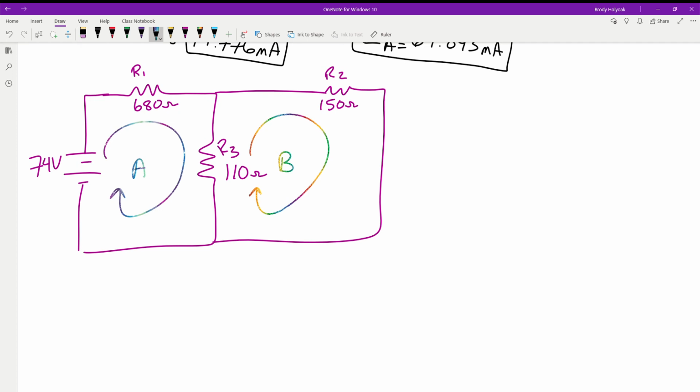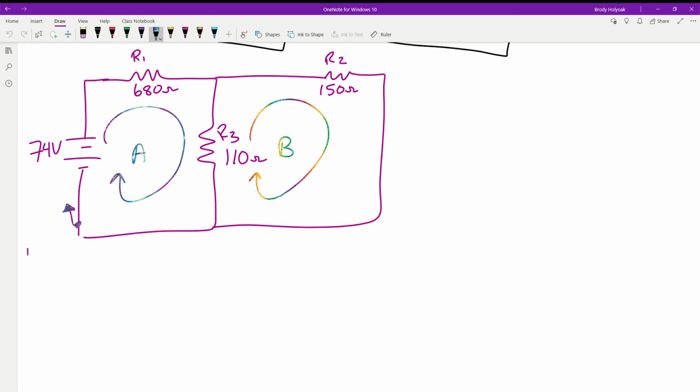Now we're going to write out our Kirchhoff's voltage loop equations. So we're going to start in one point and go around and create this. So the first thing we run into is a negative 74 volts. The next thing we run into is R1. So we're going to have plus R1 IA. And is that the only thing that we have going for R1? Yeah, that's the only current because there's no other circuit above here. So we have one current going through R1.